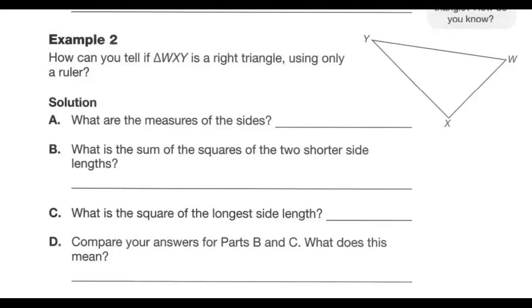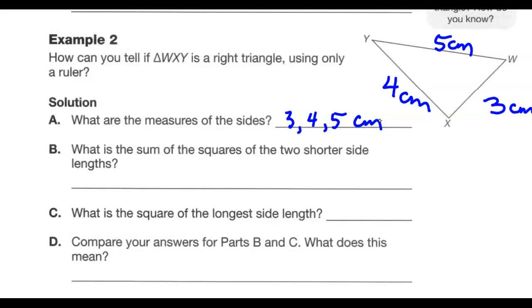Okay, so in the next one, how can you tell if triangle WXY is a right triangle using only a ruler? Okay, so you need to get a ruler out and measure those sides. So you can pause the video if you need to, but you're going to measure them and just label them on here. So this looks to be the shortest side. That's 3 centimeters. Then if you measure this, it's 4 centimeters. And this, it's 5 centimeters. So they're 3, 4, and 5 centimeters.